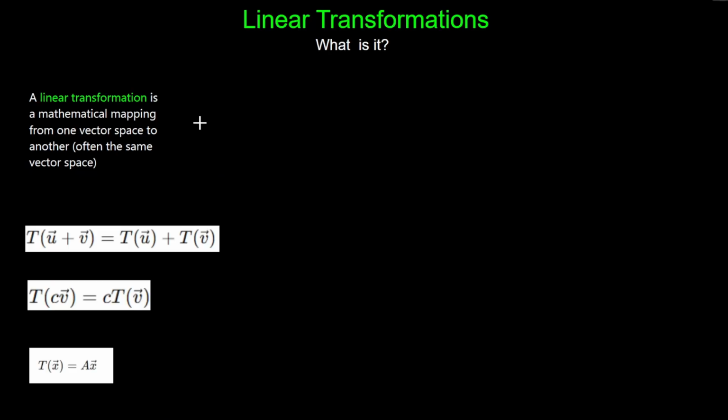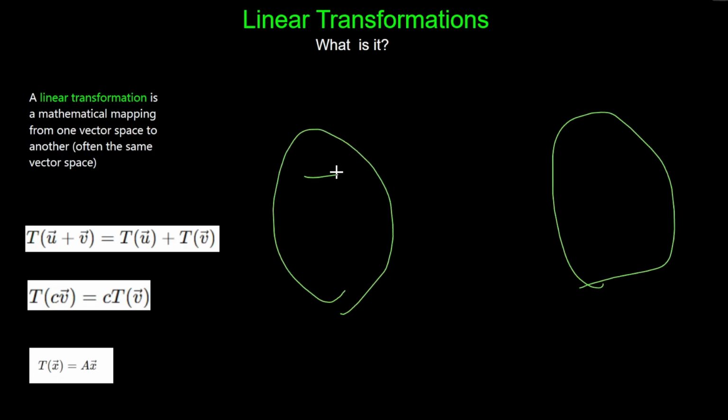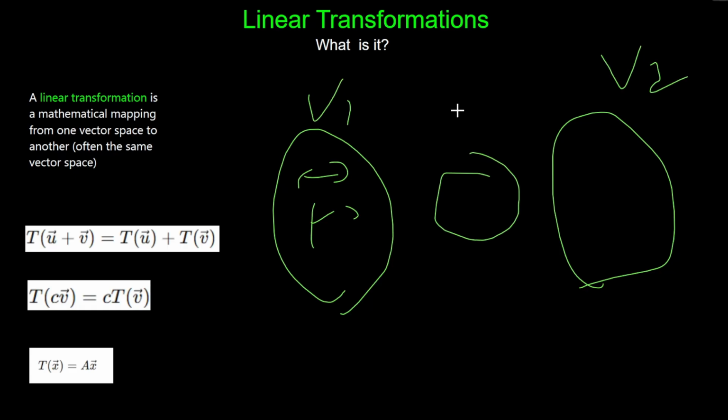Let's see what a linear transformation is. It is just a mapping of one vector space to another vector space, often the same vector space, and it follows these two rules. Let's take the example of two vector spaces having sets of vectors. Let's say this is v1 and v2, and we have the transformation function itself. A transformation function is nothing but a function which does many things to the vectors, like it can rotate the vector or move the vector around in a vector space and so on.